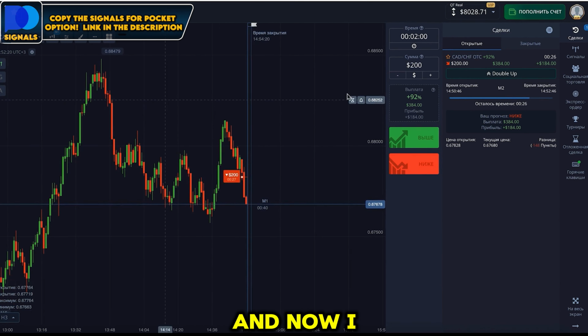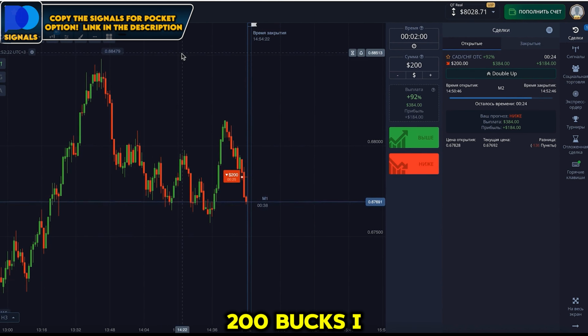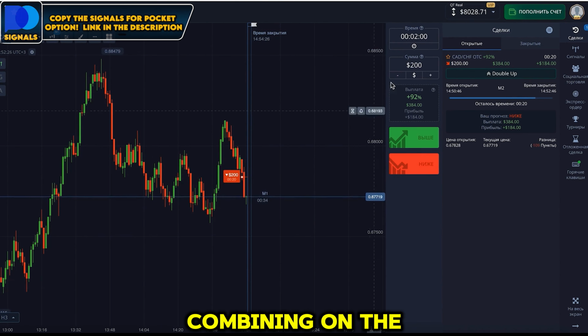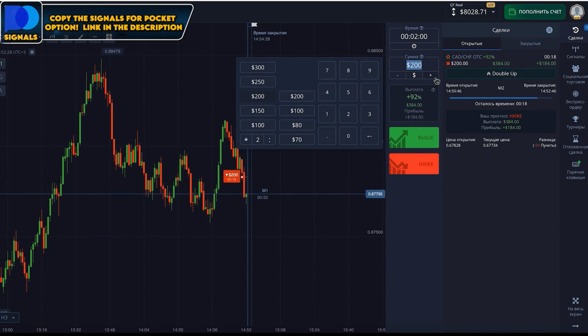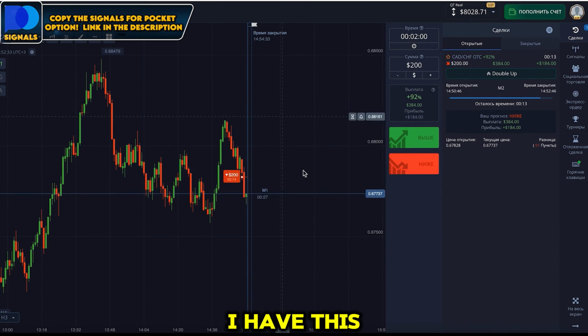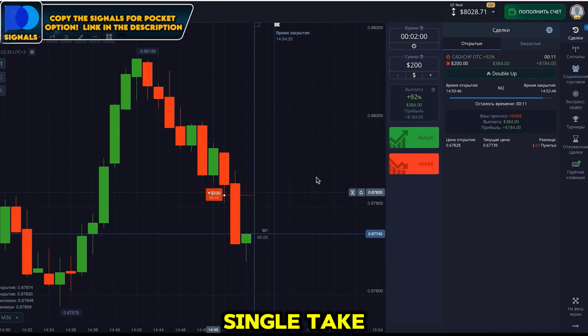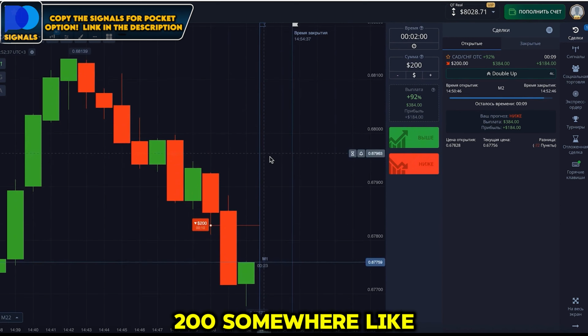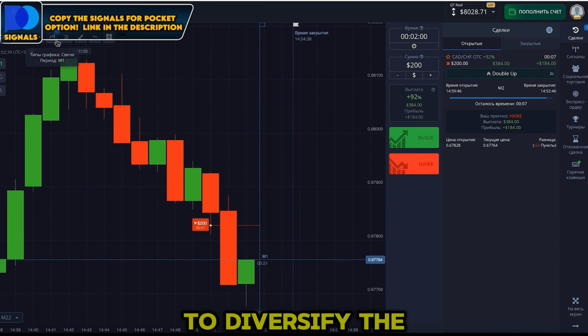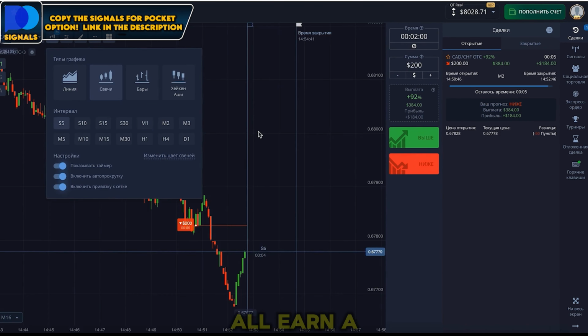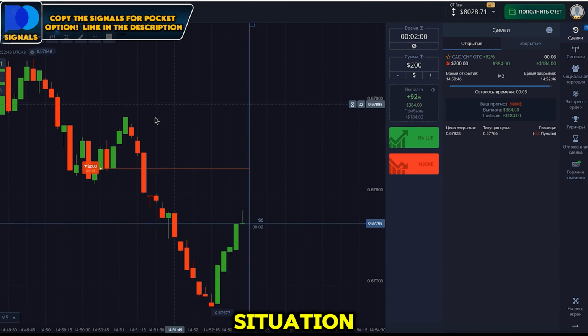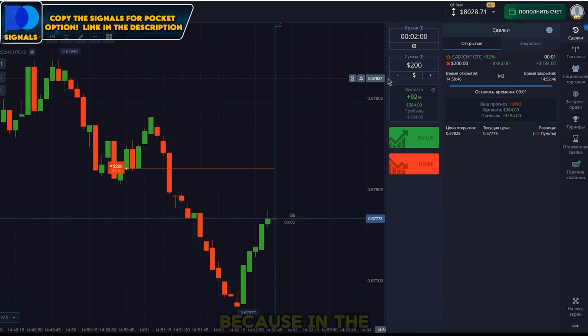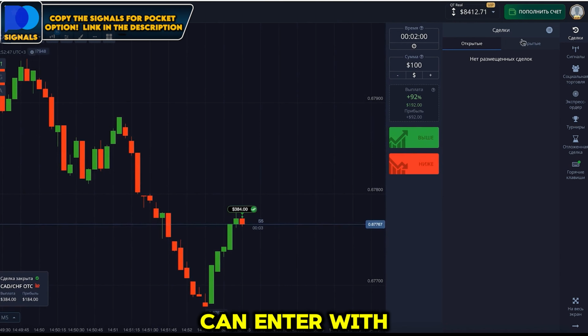We are trading, and now I decided, guys, to enter with $200. I want to earn a bit more. And by the way, I am combining on the next currency pair. I can enter with 80. I have this sometimes. I don't trade with a single stake. I can do 200 somewhere, like now. I decided, I think I need to diversify the video and, first of all, earn a bit. It's a good situation. Why not earn a bit? Because in the next situation, I can enter with $100.